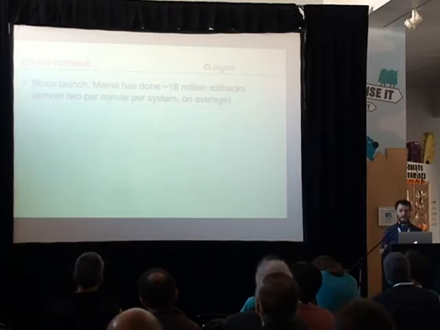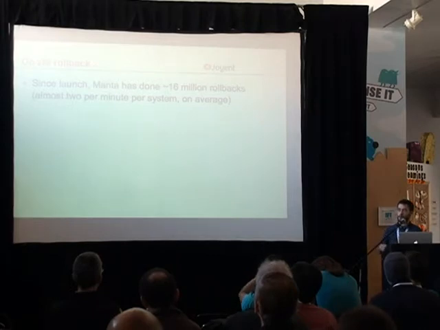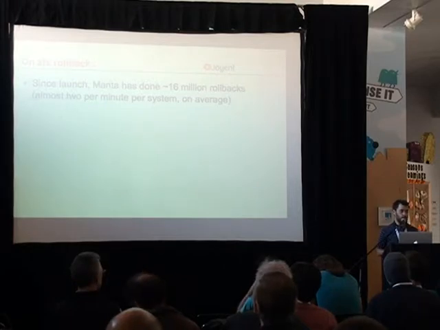I went back over the logs. I actually used a Manta job over all of our logs, which are also stored in Manta, to count how many rollbacks we've ever done. And we'll get to about 16 million, which is about what I would expect, about 2 per minute on average.